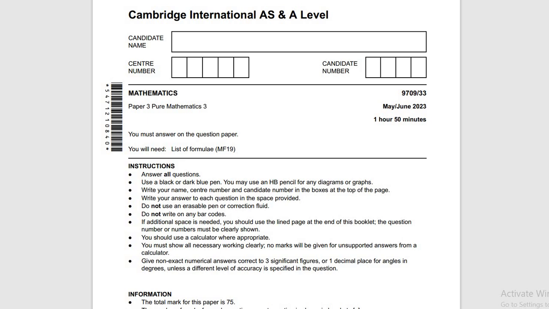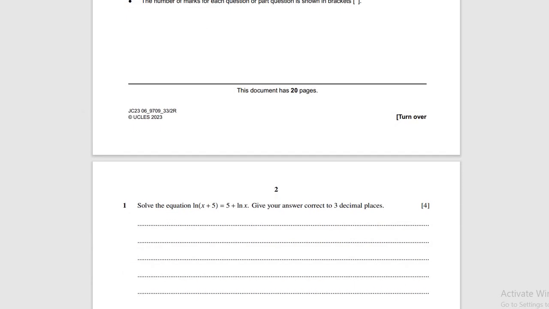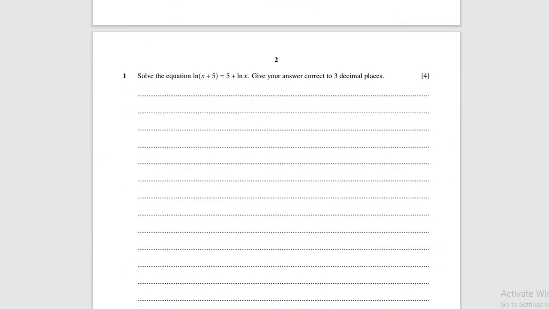Back. Today we shall be looking at Cambridge A-level exam Mathematics 9709 paper 3 variant 3 May June 2023, as you can see. Now the first question is this. The first question.